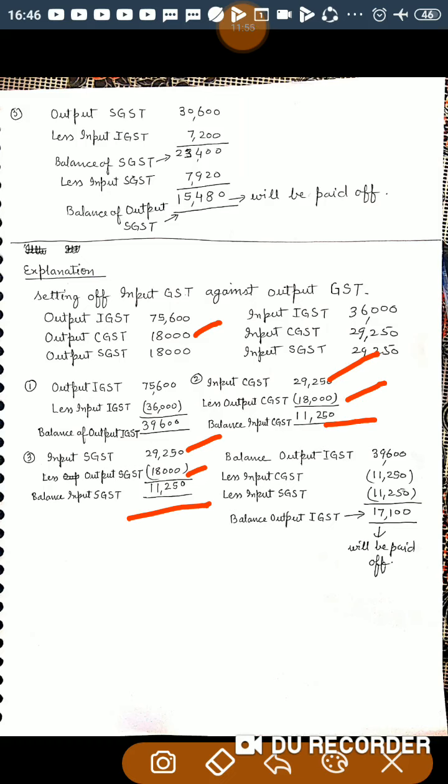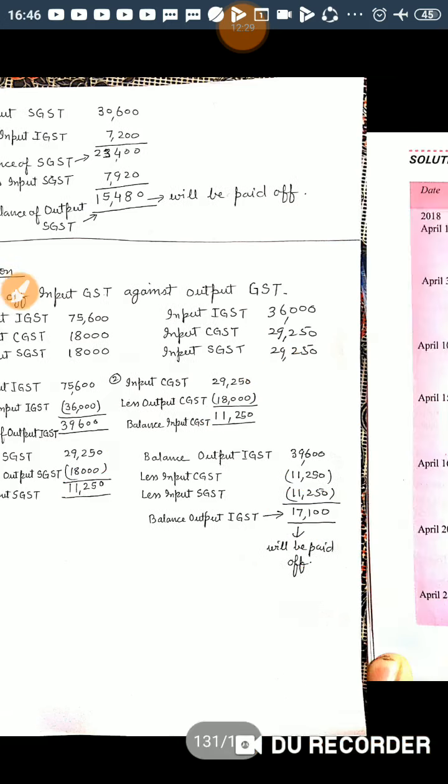So this 22,500, 11,250 of input CGST and 11,250 of input SGST, will be written off against the excess amount of output IGST we are having. So output IGST we are having 39,600. We will deduct this input CGST and then input SGST of 11,250 each, and the balance left is output IGST 17,100. This 17,100 will be paid off finally.